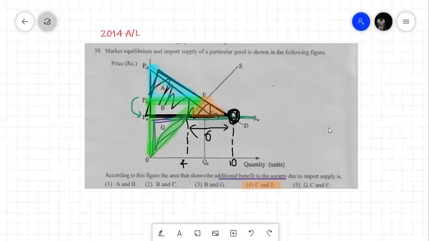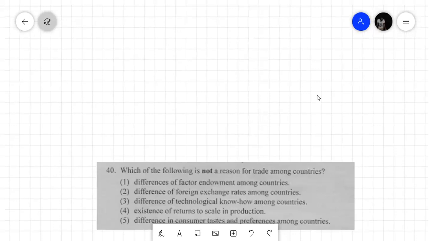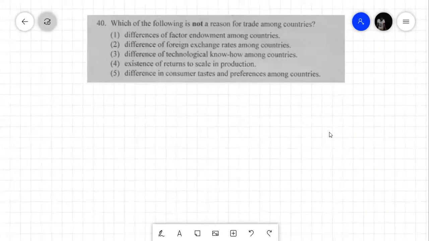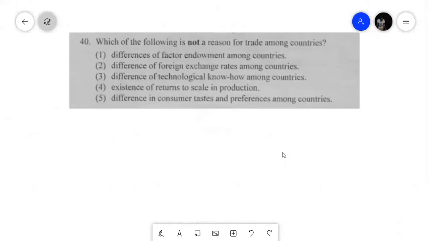Done. Then we'll go into 2014, question 40. Which of the following is not a reason for trade among countries? What do you think? Not a reason for trade among countries.